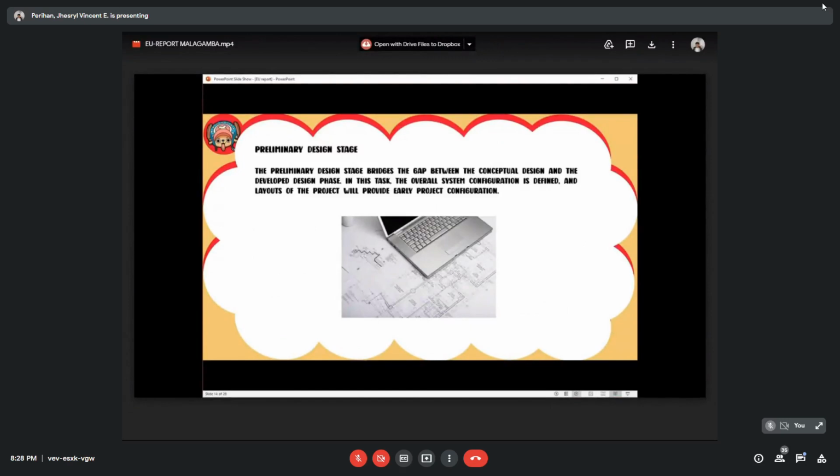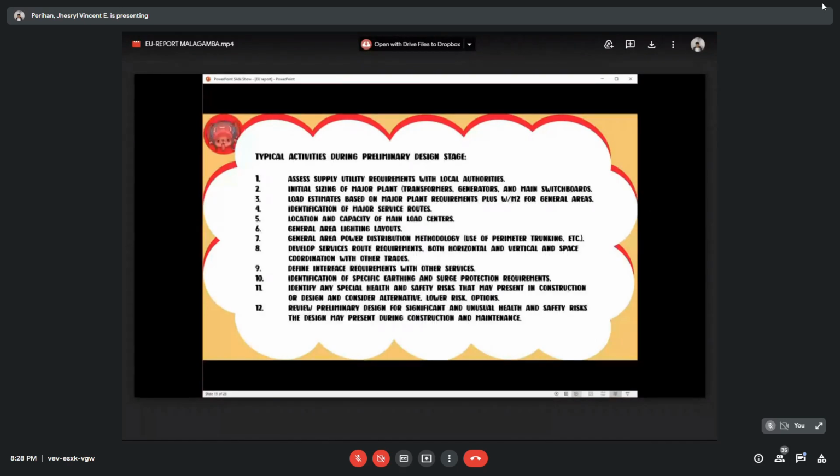Next, the preliminary design stage. At this stage, the preliminary design stage bridges the gap between the conceptual design and the developed design phase. In this task, the overall system configuration is defined and layouts of the project will provide early project configuration. Here are the typical activities during the preliminary design.